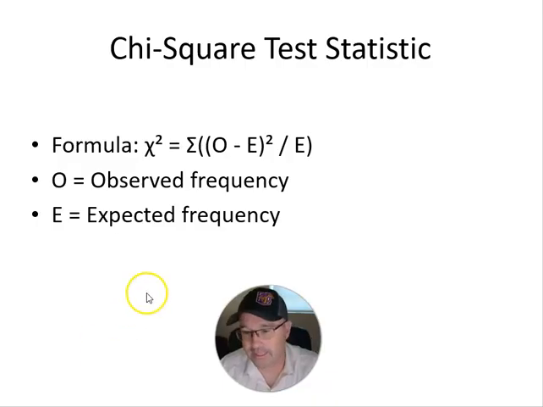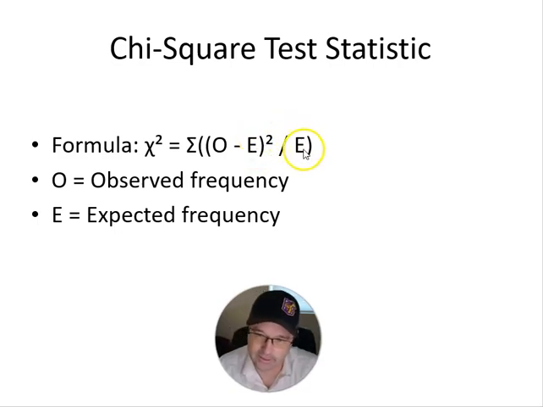The chi-square test gives you a formula. This is what our chi-squared is, a fancy X squared. What we do is take the sum of what is observed minus the expected, square that, and divide it by the expected. So you're comparing all the data, observed versus expected.